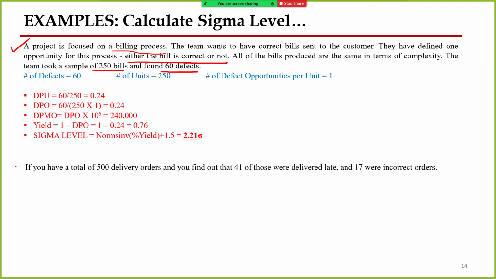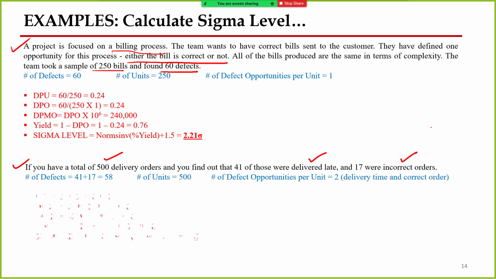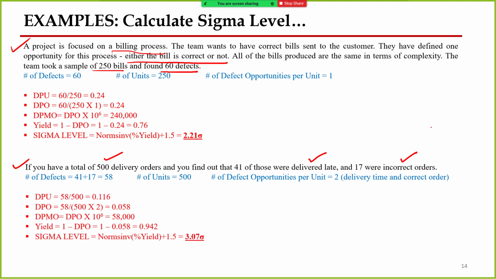What about this one? For this particular process, which is the delivery ordering process, the number of defects is 41 plus 17, which is going to be 58. The total number of units is going to be 500, and how many opportunities do we have? Two. We are checking whether it is delivered late or the order is incorrect, so we have two opportunities. Based on this, we can calculate the sigma level.